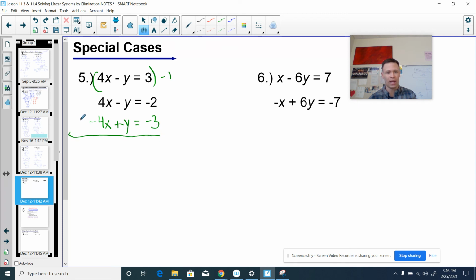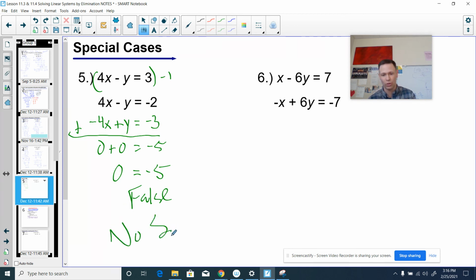Okay, now I'm going to add vertically. 4x minus 4x is 0. -y plus y is 0. And that's going to be equal to a -5. So really I have 0 is equal to -5. Okay, now you got to think back to what we did last class. When this happened, when all the variables got wiped out, they were eliminated, we had to evaluate if this was true or not. Clearly this is false, right? And what we said last time is going to be true this time. If I have a false statement, when all the variables drop out, we say that there is no solution. So these 2 lines are parallel. They will never intersect. There is no intersection point.